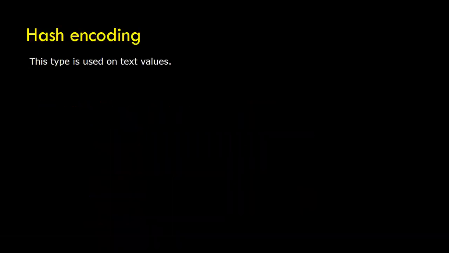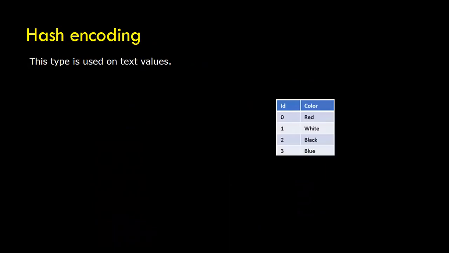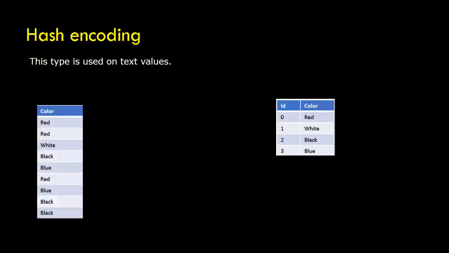And the next one is hash encoding, after value encoding. The second one is hash encoding. This is used on text values. In the case of a numeric data type, it is fine, but for the text data type, what can I do? So hash encoding builds a dictionary.